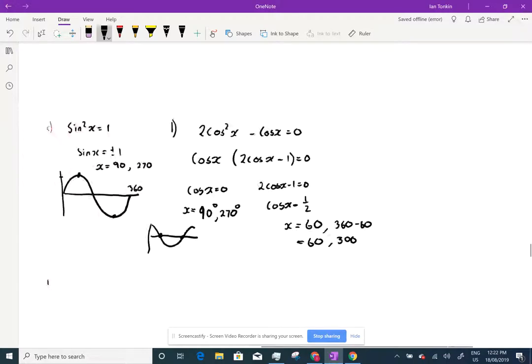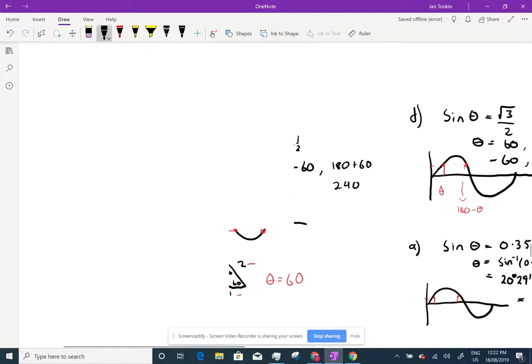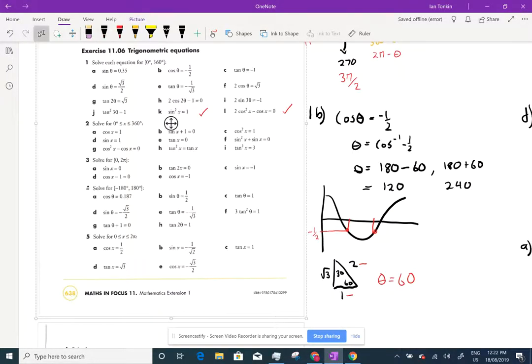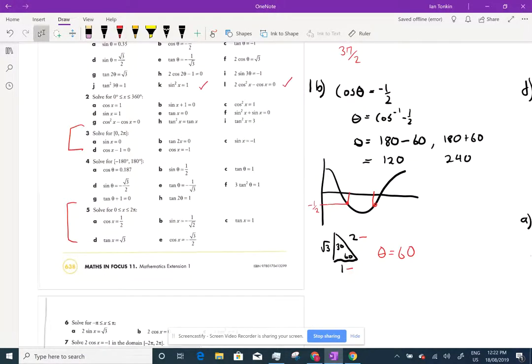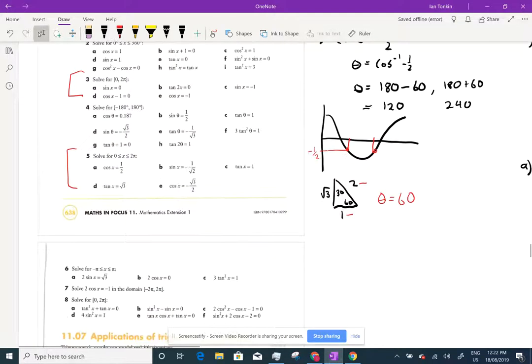Well, what about if they decide to write it in radians? So look at question 3, and again, question 5. So we're going 0 to 2 pi for these. So let's try one of those. Let's try 3D.